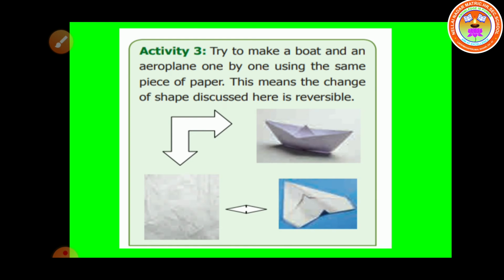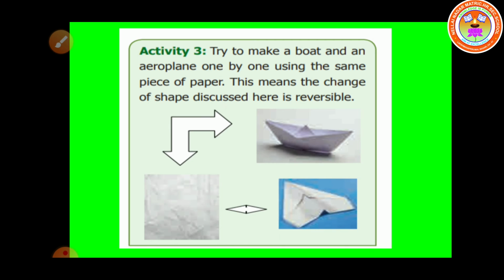Okay students, let us discuss one activity. Try to make a boat and an aeroplane one by one using the same piece of paper. First we make a boat. After that we change the shape of the boat and make an aeroplane using the same piece of paper. What does this activity indicate?